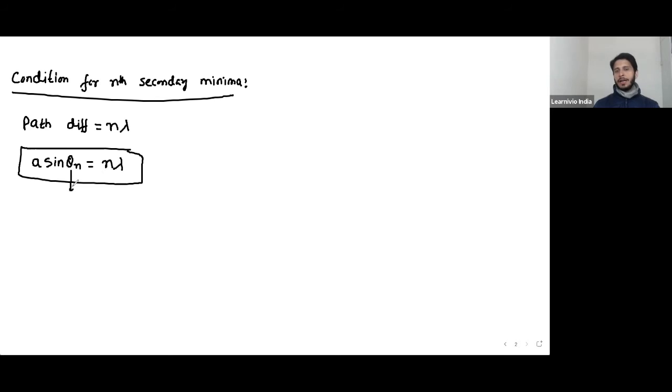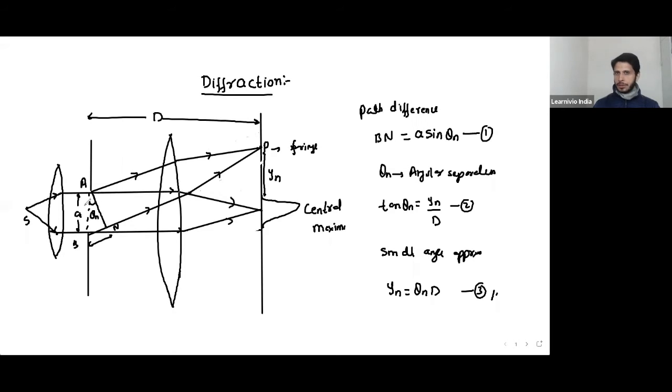This theta n is angular separation. So from here, if you want, you can write sine theta n is n lambda by a. Here, lambda is the wavelength of light. n is the number of fringe. For first minima, n is 1. For second minima, n is 2, and so on. And a is the slit width. This width of the slit is a.